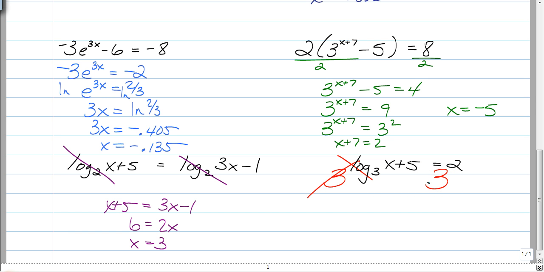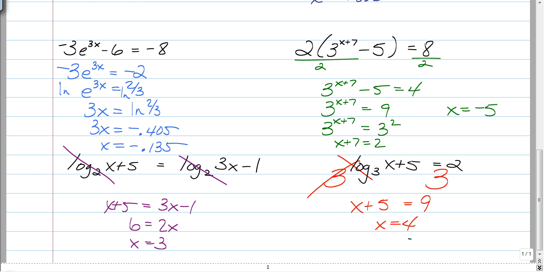So once you do that, you're going to be able to get rid of that log base 3, and you're just going to be left with an x plus 5. And now this is equal to 3 squared, which is 9. And then from there, all you have to do is subtract 5 from both sides, and you're going to be left with x equals 4.